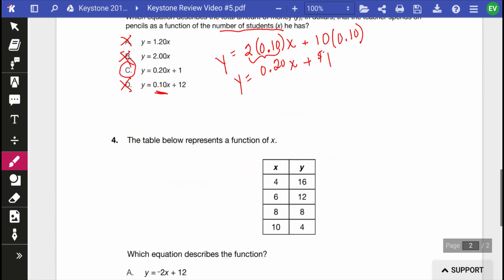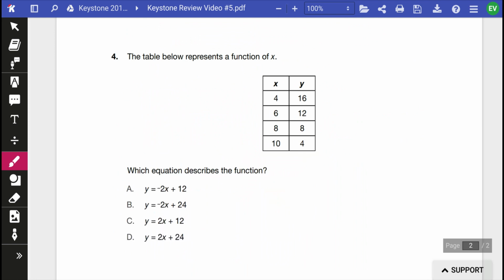Okay, last question, number 4. The table below represents a function of x. So which equation describes the function? There are lots of different ways you could do this. One way would be to take our x value, substitute it in, and see if it makes sense with the y. So I'm going to do that, and if I do that with the first line and it doesn't work, we know that's not the right equation.